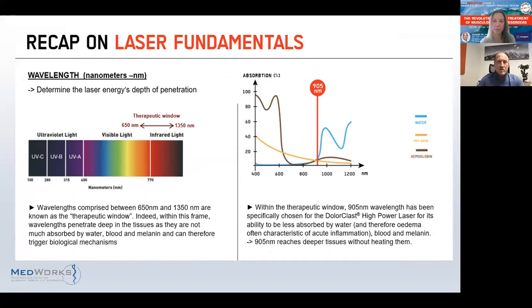As I told you last time, we have a therapeutic window between 650 and 1350 nanometers. That's where the laser has an effect on the tissue, and the most important wavelength is the one that the DolorClast high power laser has, 905 nanometers, because this is the part where the absorption of water, melanin, and blood is as low as possible, and so it goes very deep and has a very big effect on the tissue.